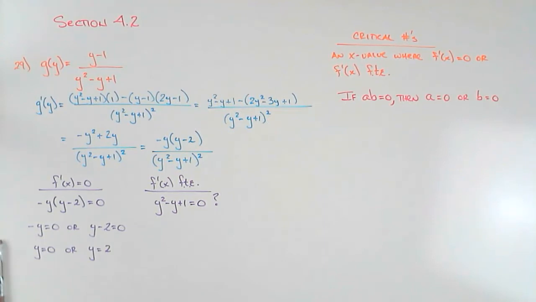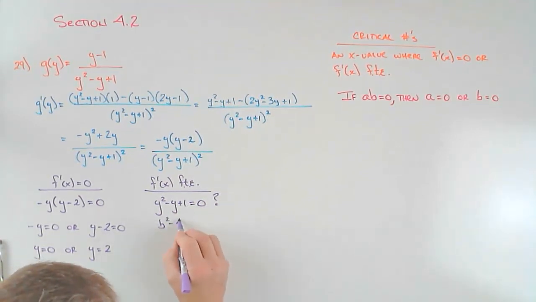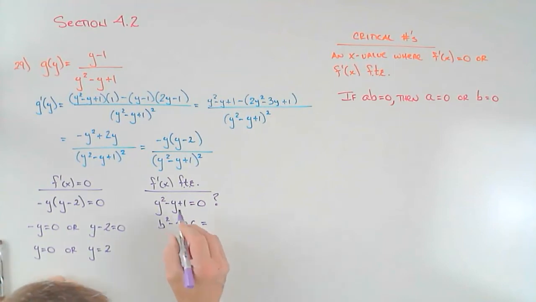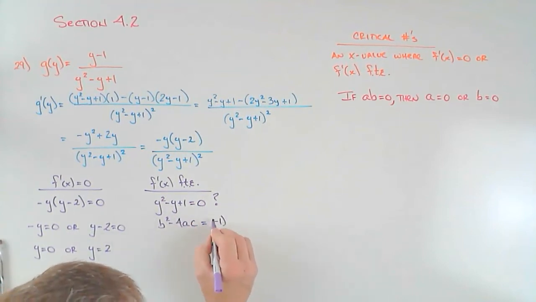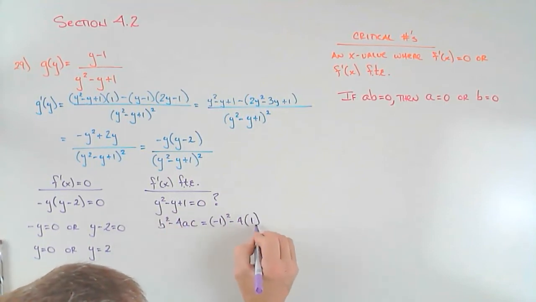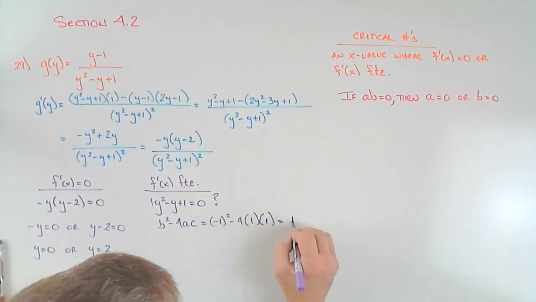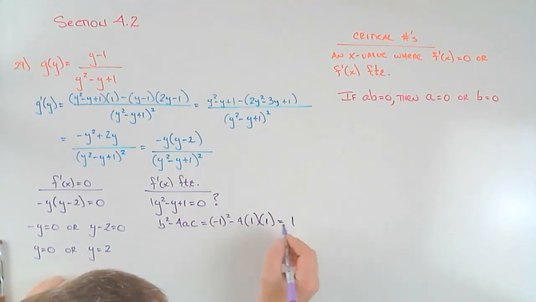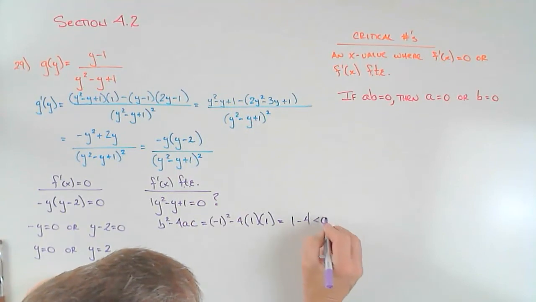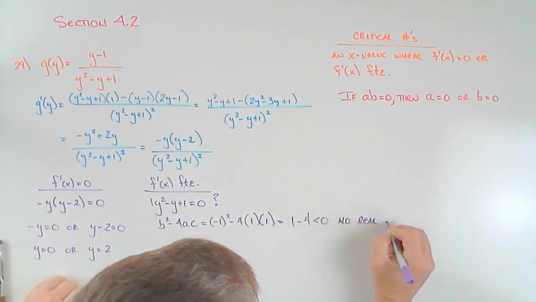We can't factor that in our head, but we can use the discriminant to see if it actually has solutions over the reals. Remember, the discriminant is b squared minus 4ac. So in this case, we get -1 squared minus 4 times a, which is 1, times c, which is 1, and that gives us 1 minus 4, that's less than 0, so no real roots.